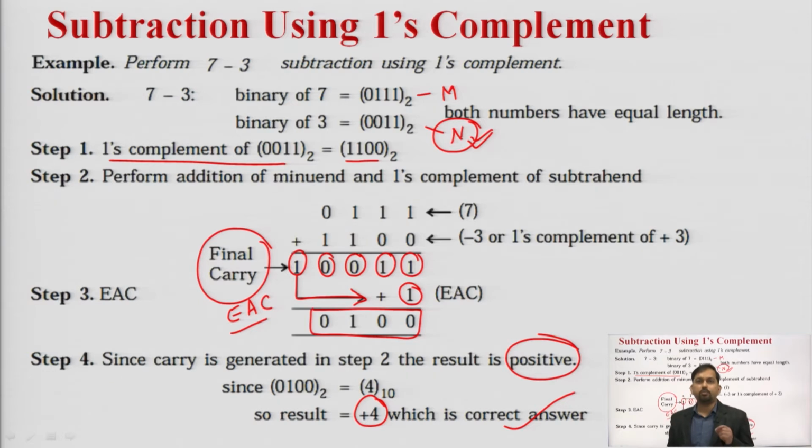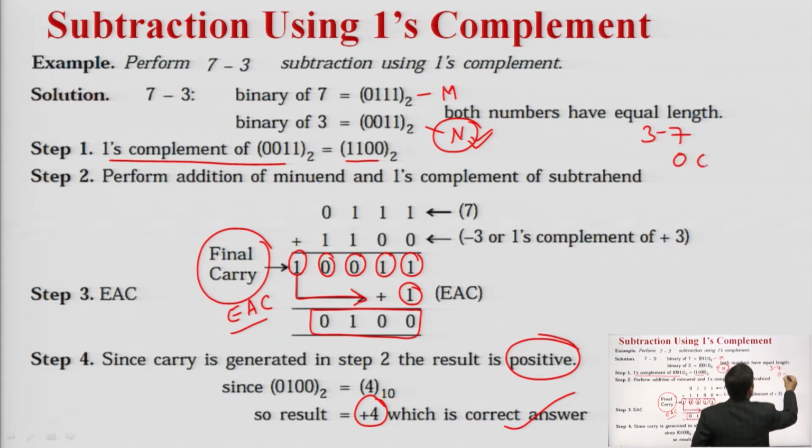Now if you need to perform 3 minus 7, let's say. So 3 minus 7, if you write it down over here. 3 is basically 0011. 7 is basically this. So again for 7 we need to take the ones complement. So that will be 1000. Now we need to perform the addition. So 1101.